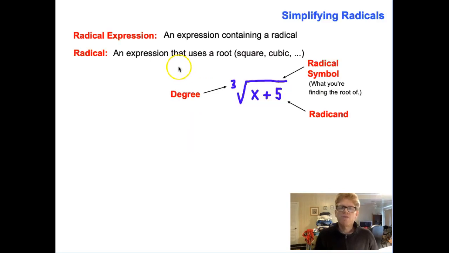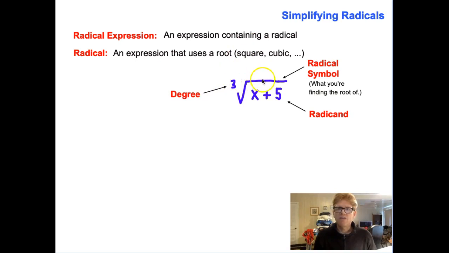So before we get too far, we should probably talk about what exactly a radical expression is. Well, a radical expression is an expression that contains a radical. But what exactly is a radical? Well, a radical is an expression that uses a root. It can be a square root, a cubic root, a fourth, fifth, sixth root, an infinite root, whatever you choose. It is an expression that uses a root.